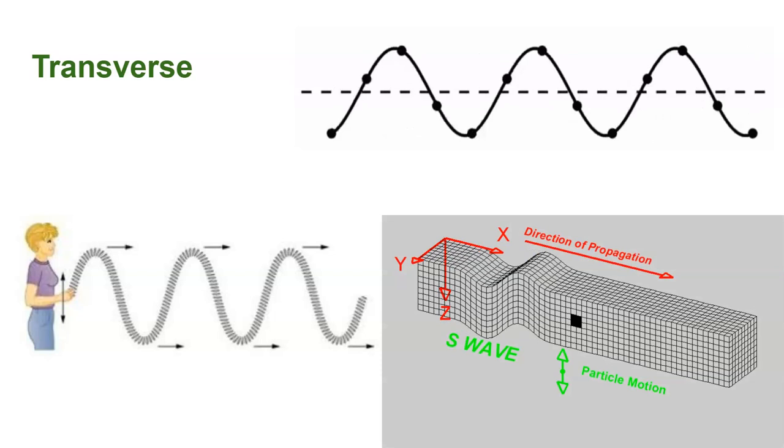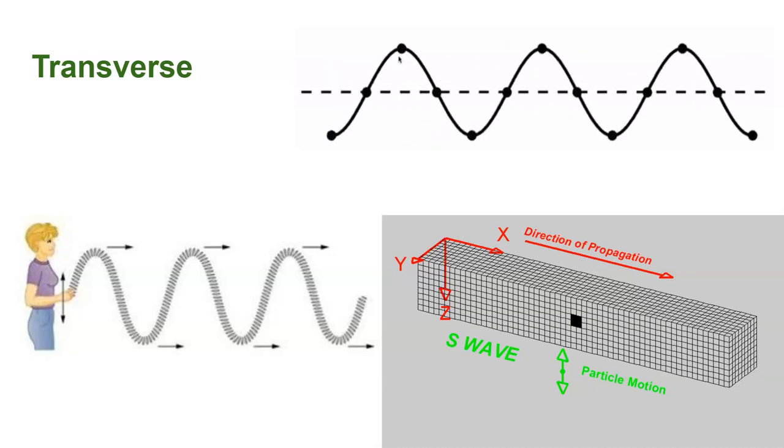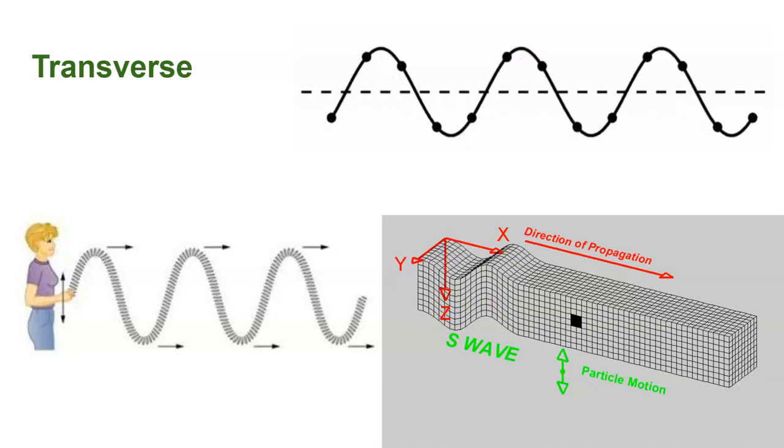And if we look at an example, this is a secondary wave. These are the aftershock waves of an earthquake, and they're far more dangerous than a primary wave.